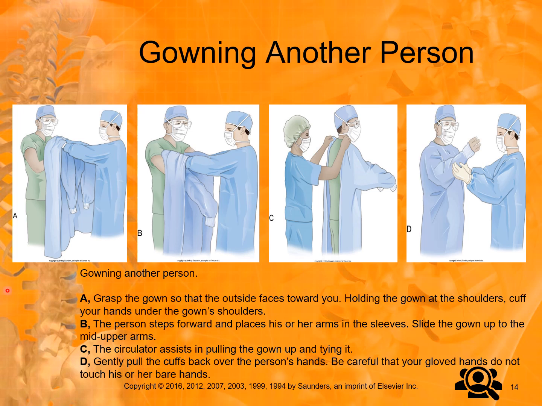Gowning another person. Grasp the gown so the outside faces towards you. Hold the gown at the shoulders. Cuff your hands under the gown's shoulders. The person steps forward and places his or her arms in the sleeves. Slide the gown up to the middle of the arms.